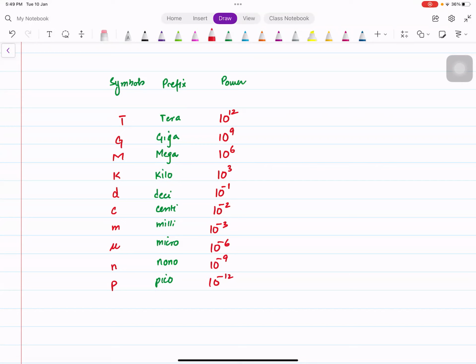Okay. Now, how do you convert something? For example, converting a decimal number into standard form, right? So what you're going to do is, suppose the number is given like 0.0000006.